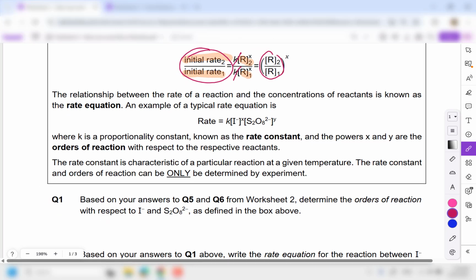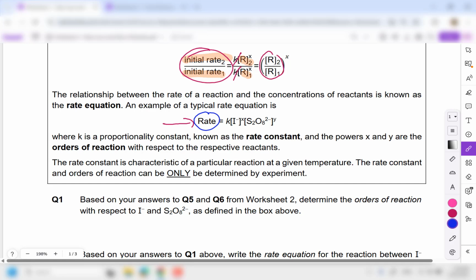This relationship between the rate of reaction and the concentration of reactant is known as the rate equation. Normally it is written in this form. At the H2 level, most of the time we write it out as rate. If you move on to university, or some of you doing chemistry Olympiads, you will notice that the rate is often given as d concentration over dt. If you want to write it that way, it's fine, but at the H2 level, usually we write it as rate.